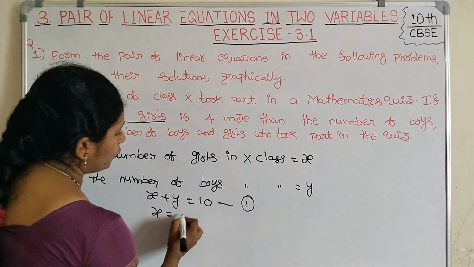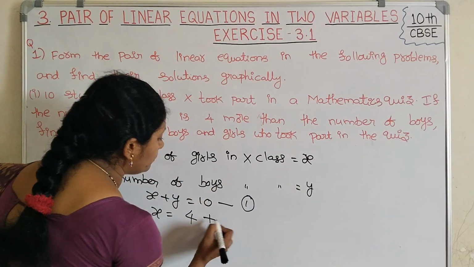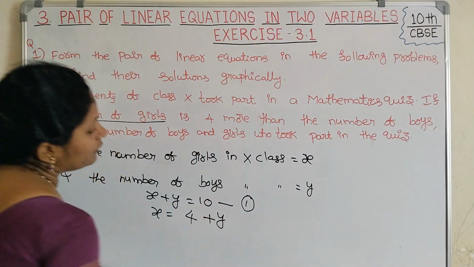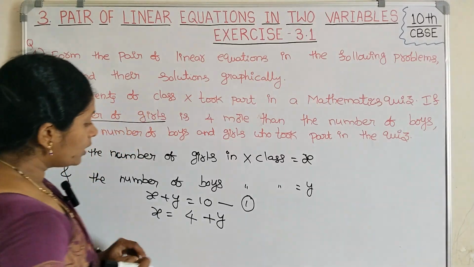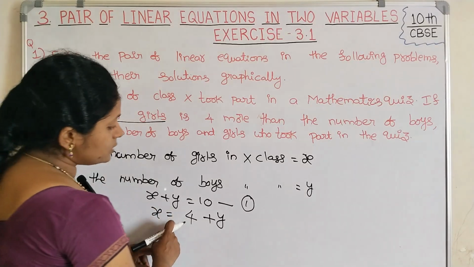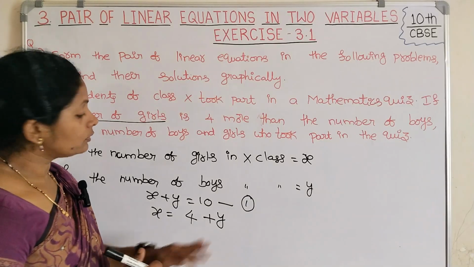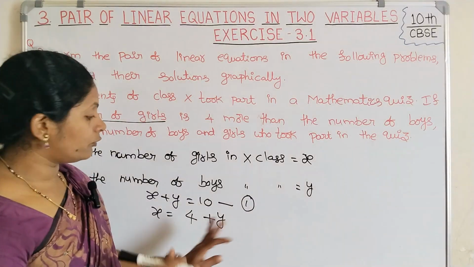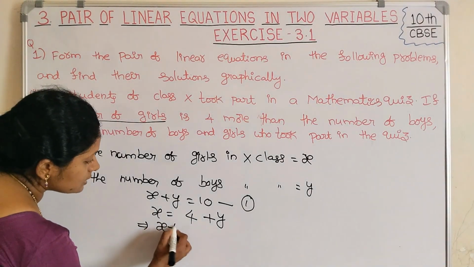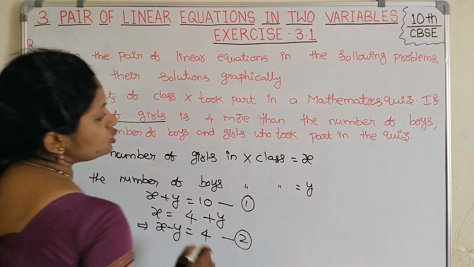4 more means we are going to add. More means we have to take the plus sign. Then the number of boys, which we have denoted with y here. What is the meaning of this? The number of girls equals 4 more than the number of boys. Here girls are more than boys. How many more? 4 more. From this, can we write x minus y is equal to 4? This will be our equation number 2.